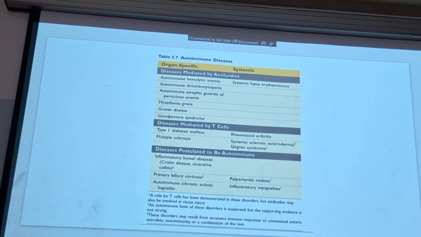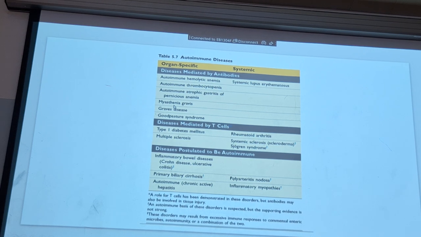Some of them may be mediated by antibodies. These diseases are mediated by overactivation of antibodies. These are, for example, autoimmune hemolytic anemia, SLE, systemic lupus erythematosus, myasthenia gravis, Graves' disease. Some of these autoimmune diseases may be mediated by T cells, for example, diabetes, MS, rheumatoid arthritis. And some of them are postulated to be autoimmune. I do not have any work with them, but these are important. T cell and antibody mediated are important.